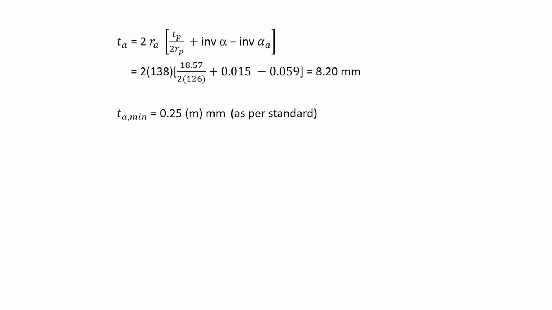Now, as per standard, it is said that minimum gear tooth thickness at the addendum is equal to 0.25 times the module, and that is equal to 3 mm, and our gear tooth thickness is 8.2. So, our gear tooth thickness along the addendum is more than the allowed minimum thickness at the addendum circle, and so gear tooth thickness is correct. So, TA is greater than TA minimum.